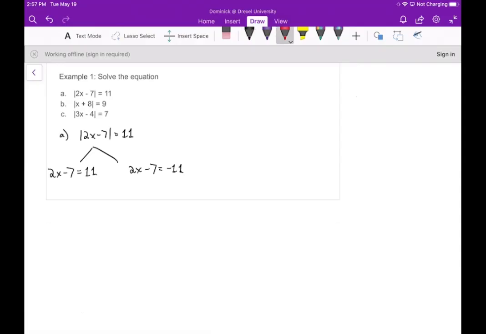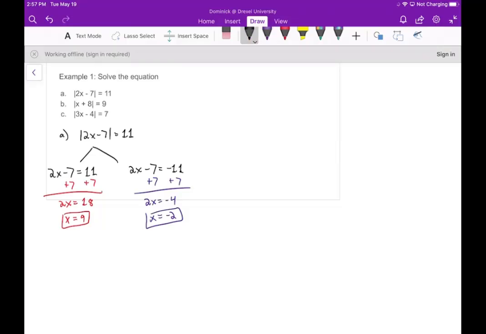So now for this one, we can add 7 and we get 2x is equal to 18. So then divide by 2 and we get that x is equal to 9. Okay, and then in our other one, if we add 7, we'll get that 2x is equal to -4. So divide by 2 and x is -2. All right, so you get two possible answers here, and you can verify that if you plug those back in, you'll get 11 in either case.